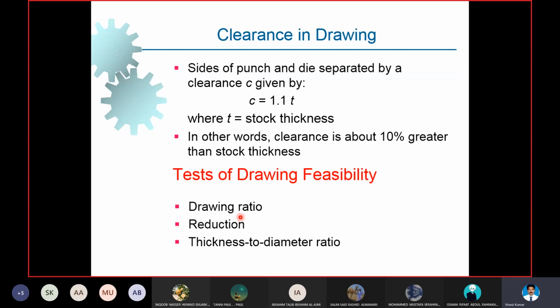It will not undergo the drawing process. So what is the requirement of drawing? You are giving a clearance here. If the material gets sheared, it will not undergo drawing, and you will not be able to produce the shape. So what are the requirements of the drawing operation? The requirements are drawing ratio, reduction, and thickness to diameter ratio.